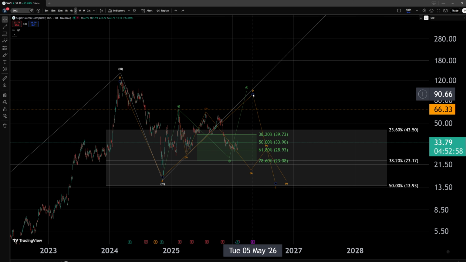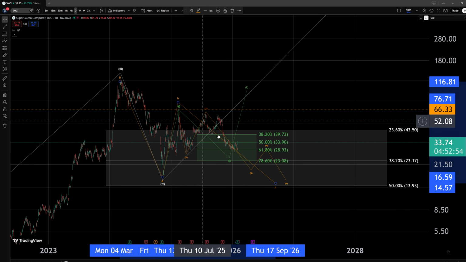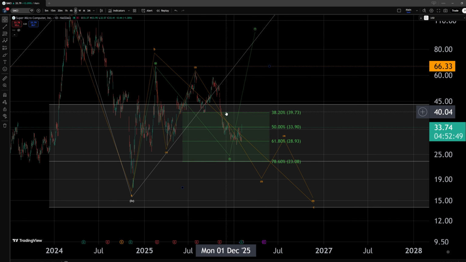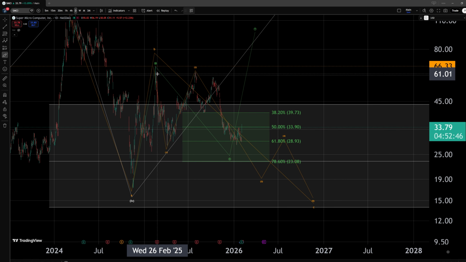We have an area of support going all the way down to the $23 level, and at the same time, this last level of support at the 78.6% retracement would also be an indication that we should expect even more strongly, if broken, this orange idea, this orange structure to follow through.